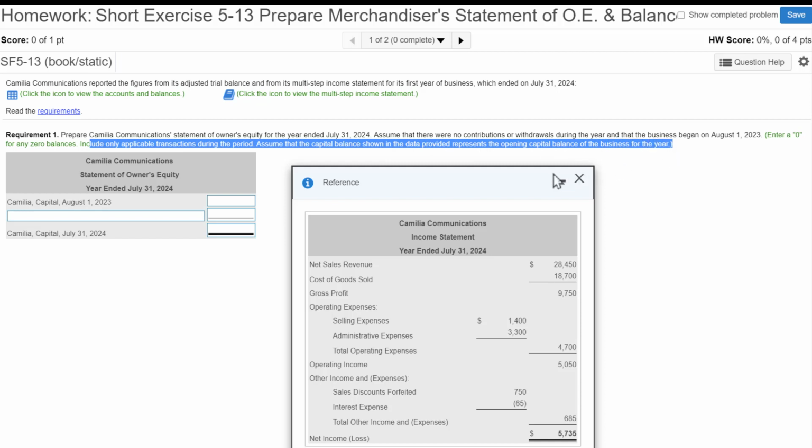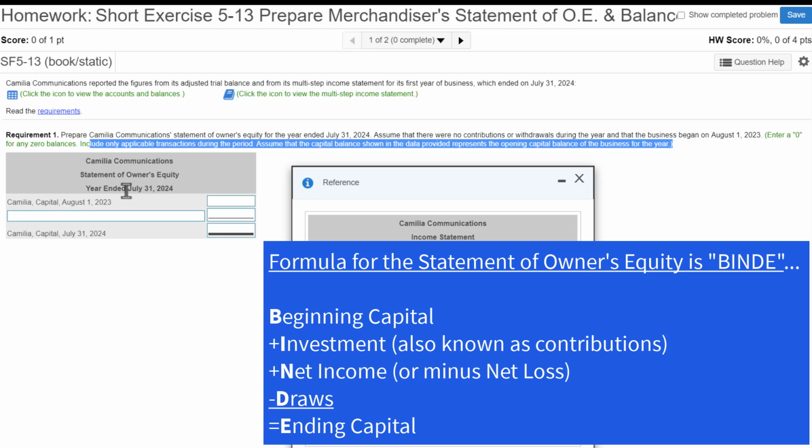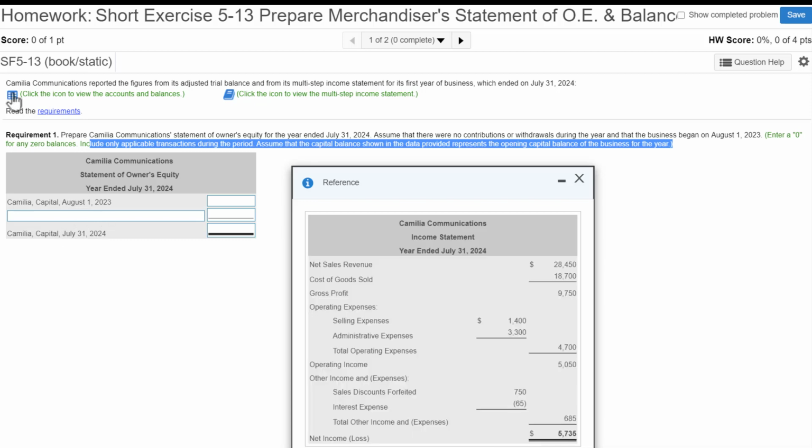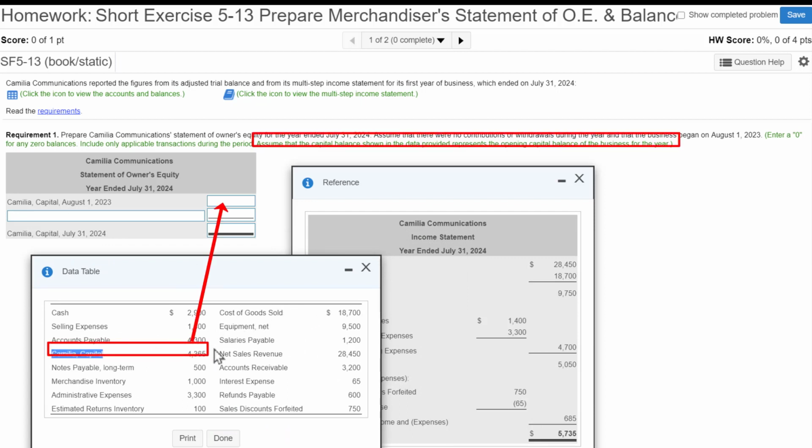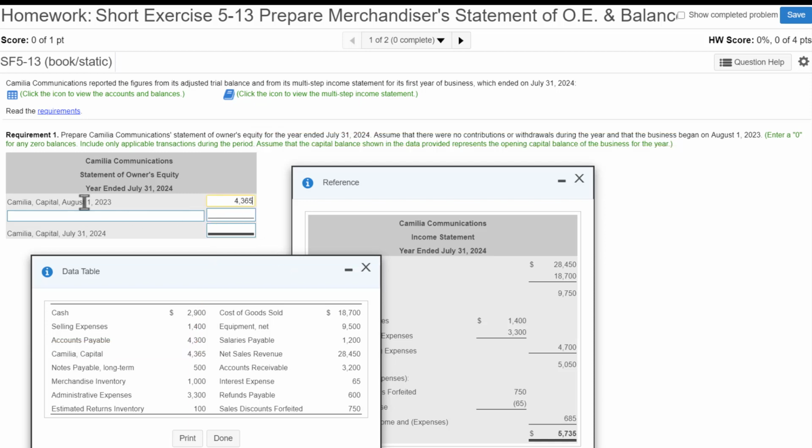All right. So remember, the formula for the statement of owner's equity is BIND with an E. Beginning capital plus investments, which this company did not have, plus net income minus draw, which this company did not have, equals E, which is ending capital. So we need our beginning capital. Our beginning capital is here: Camellia Capital, 4635. Copy and paste.